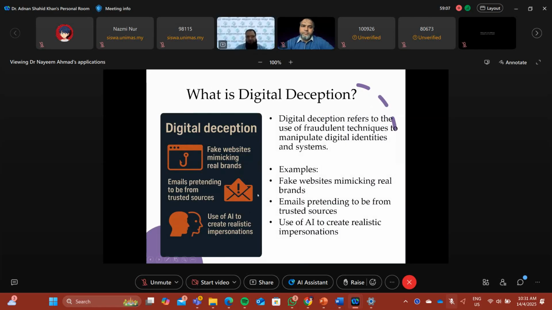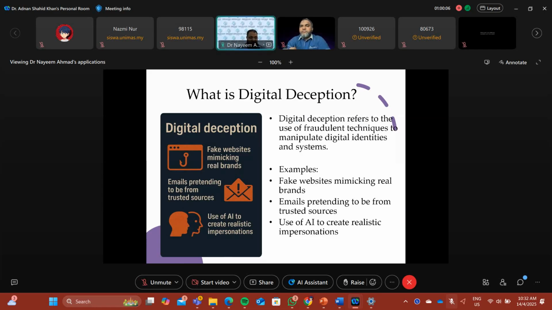Now our focus today is particularly on digital deception. Digital deception is a fraudulent technique to manipulate digital identities and systems. There are thousands of attacks reported every month which are based on digital deception. But the figure I say, thousands, covers only those cases reported to the authorities or agencies dealing with them. There are hundreds of thousands of digital deception cases which don't get reported. Some individuals get affected and try to solve it at their own level rather than reporting it to government agencies or any other private agencies.